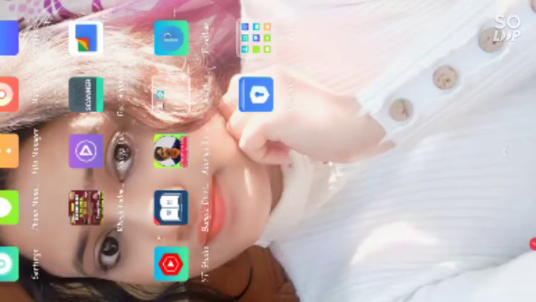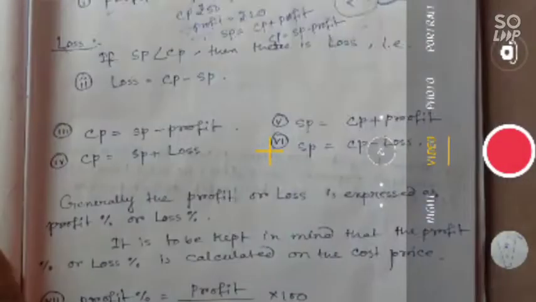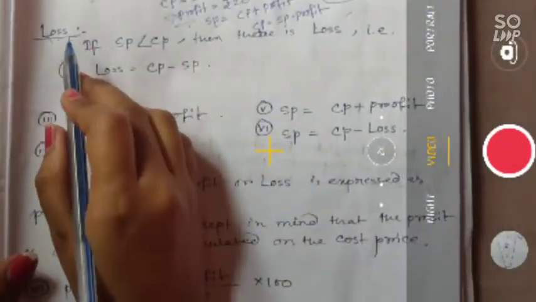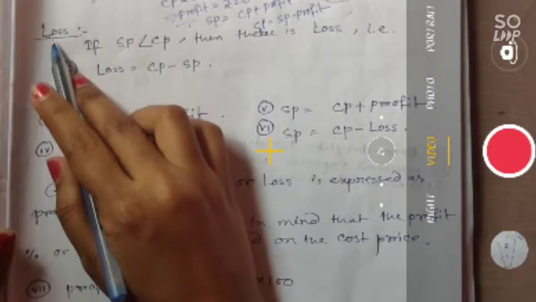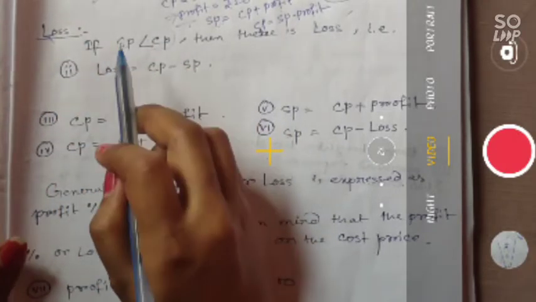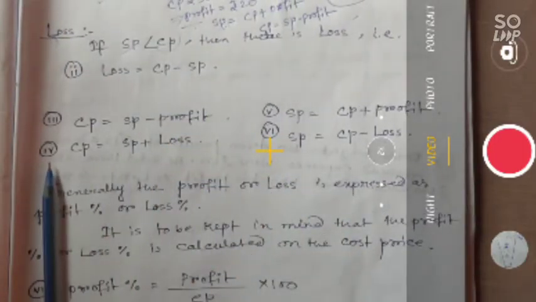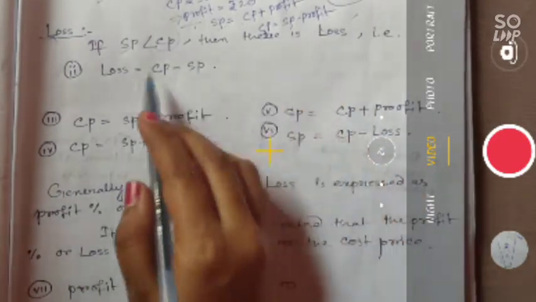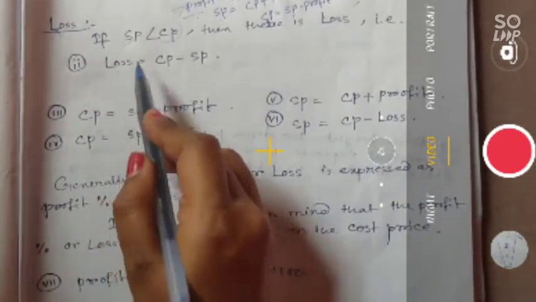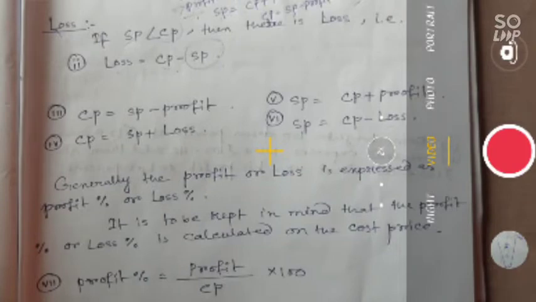So, just wait. So, in the case of loss, there will be SP is less than CP. So, in the case of loss, CP is greater than SP. Okay. And in the case of profit, SP is greater than CP. In the case of profit, SP will be greater, and in the case of loss, SP will be less. Okay. And loss, how can you get the loss? Loss equal to CP minus SP. If you subtract SP from CP, you can get the loss amount.